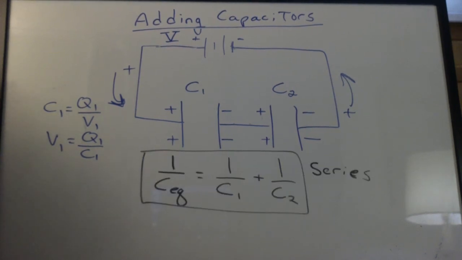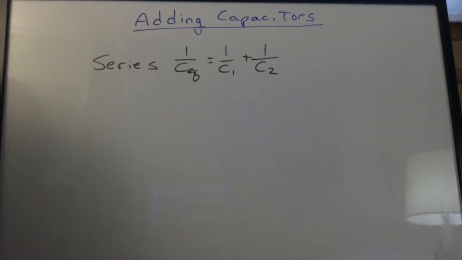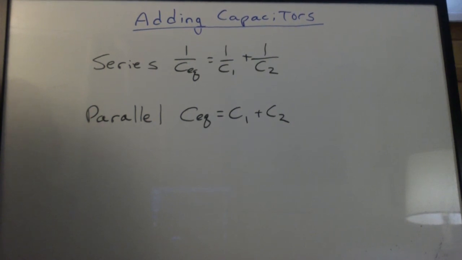So when we add capacitors in series, we say 1 over the equivalent capacitance is equal to 1 over C1 plus 1 over C2. So for series capacitors and parallel capacitors, we have the same relationships as we had for resistors, but it's reversed.